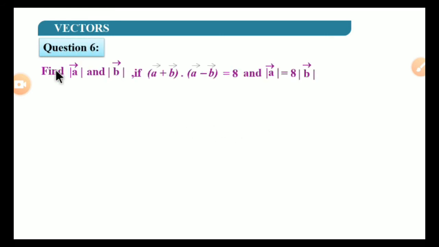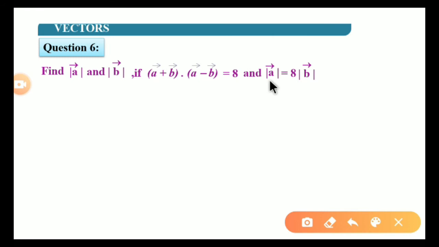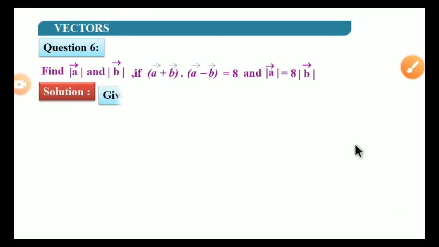Now the question number 6. Find magnitude of A and magnitude of B if A plus B dot A minus B is equal to 8 and magnitude of A is equal to 8 into magnitude of B. So students, remember this one, and we have to use this also, and find out magnitude of A and magnitude of B. Let us consider the solution. Given that magnitude of A is equal to 8 into magnitude of B. So this one we will be using in the simplification.